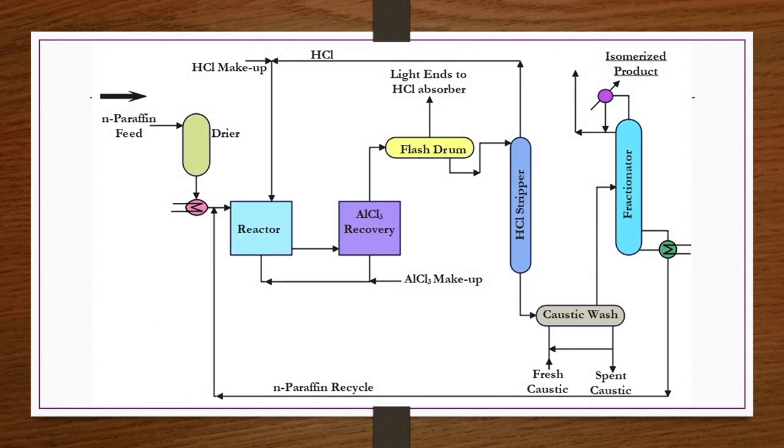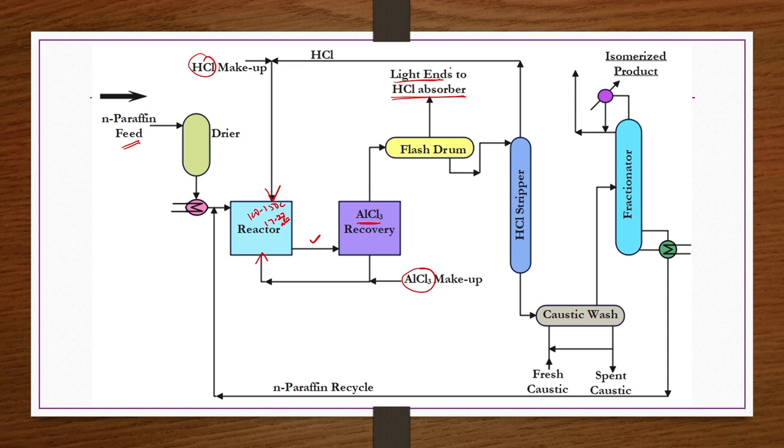The flowchart for the isomerization process is shown here. Whatever the N paraffin feed is, that is dried and then sent to the reactor. To the reactor, aluminum chloride catalyst along with the HCl are fed. The reaction takes place at 100 to 150 degrees centigrade and 17 to 27 atmospheric pressures. Then after the reaction, from the products you try to recover aluminum chloride, otherwise it will be soluble in the hydrocarbons.